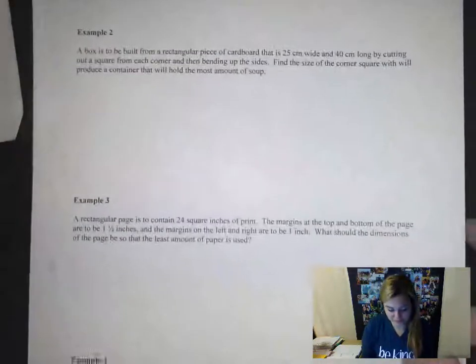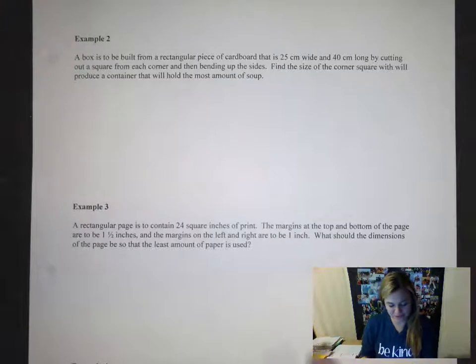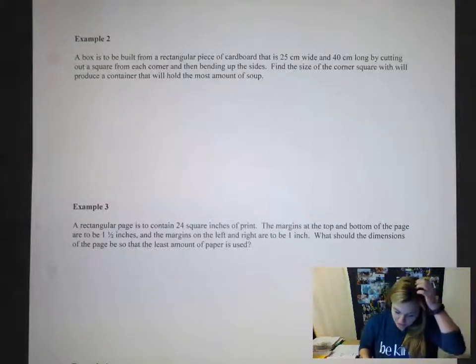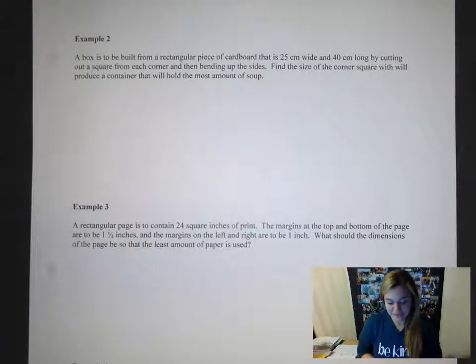Let's do more. Okay, there's 3 examples on here. Hopefully a little bit quicker than the last one. Example 3 is really not. Okay, a box is to be built from a rectangular piece of cardboard. Oh man.